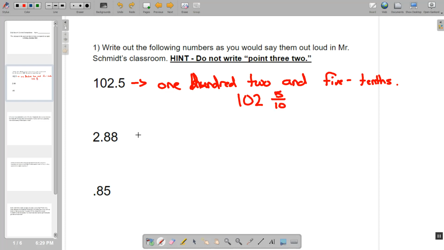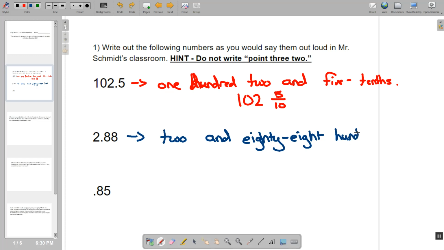For the next problem, this will be 2 wholes and 88 hundredths. If I wrote that as a mixed number, it'd be 2 and 88 hundredths, just like this.